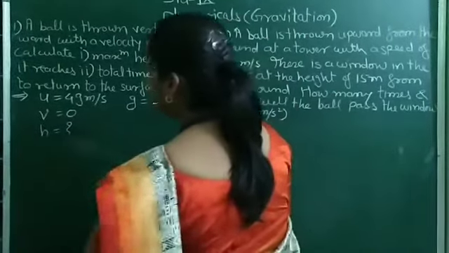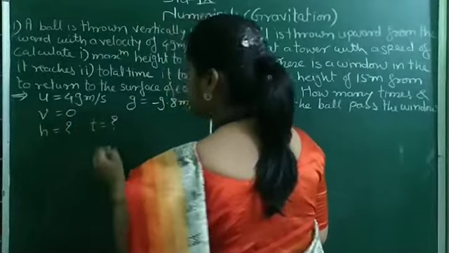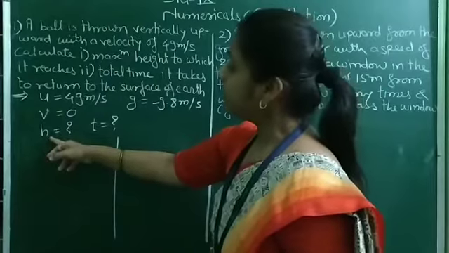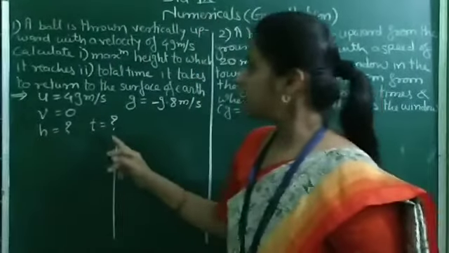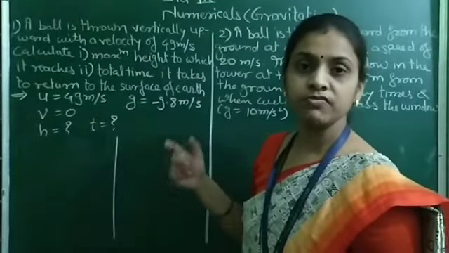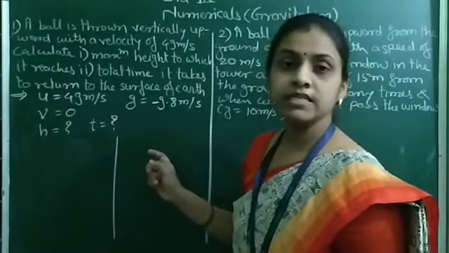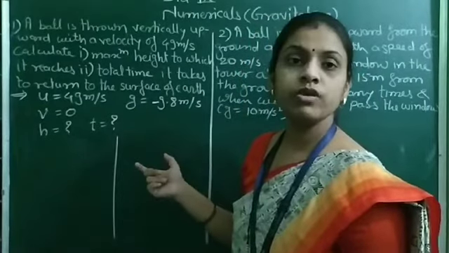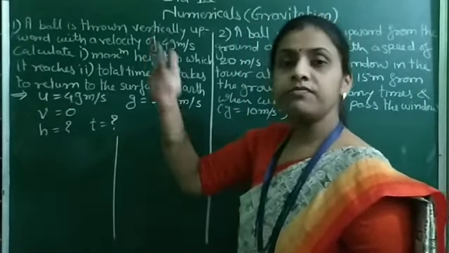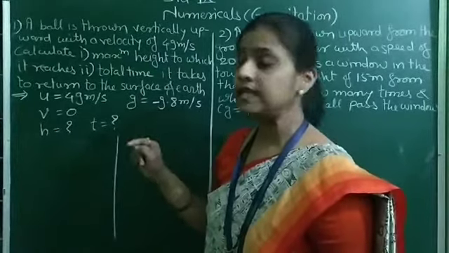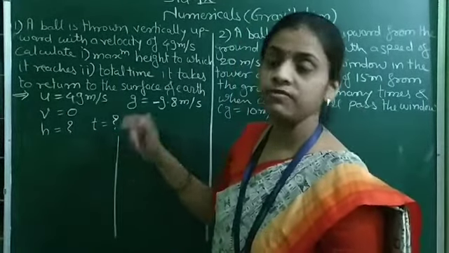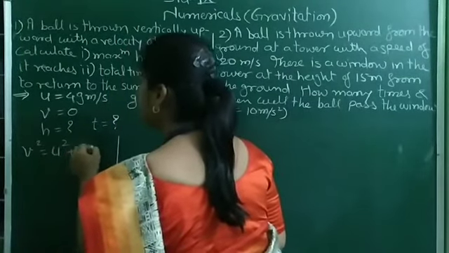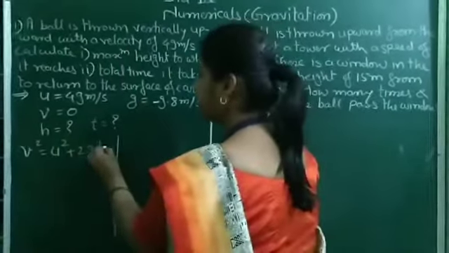Now what we have to find? We have to find h and t. Now as we have to find h, t is not given. So we have the three equations of motion: v is equal to u plus at, then s is equal to ut plus half at square, and v square is equal to u square plus 2gh. In the first two equations there is t, that is time, but time is not there, therefore we use the third equation, that is v square is equal to u square plus 2gh.